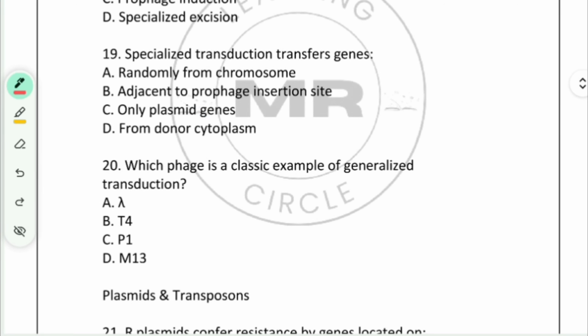Question number 19. Specialized transduction transfers genes, options are A, randomly from chromosome, B, adjacent to the prophage insertion site, C, only plasmid genes, D, from donor cytoplasm. Correct answer for this question is option B, adjacent to prophage insertion site.